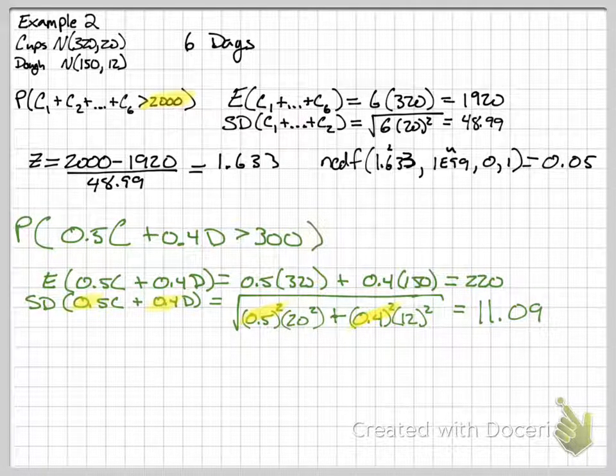That's a big difference there. We need to make sure that we know that one. So now we have our mean, we have our standard deviation. Now you should be able to go ahead and find your z-score.